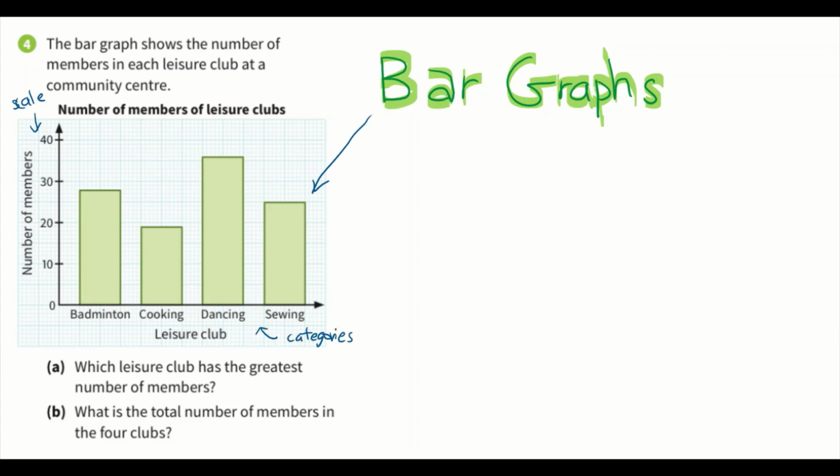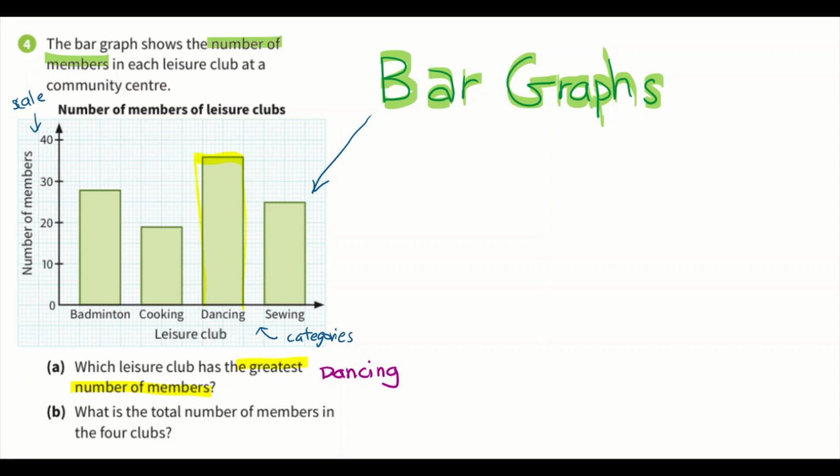For instance, in this case, this bar graph shows us the number of members in each of the leisure clubs at a community center. So, first question, which leisure club has the greatest number of members? For this, we can look at the height of the bars, and the leisure club with the tallest height is Dancing. This shows us that Dancing has the greatest number of members.